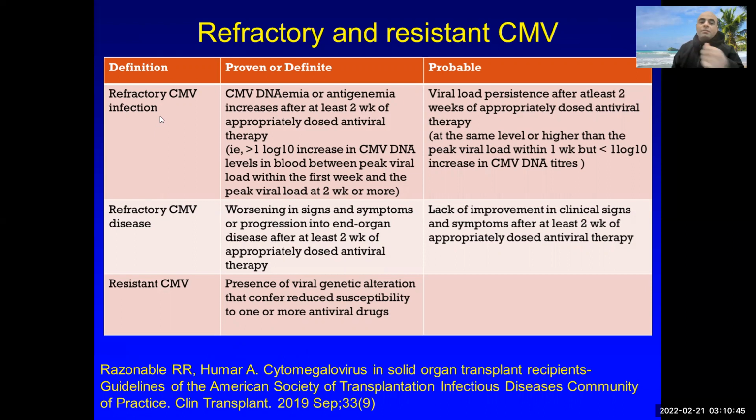Refractory CMV infection is CMV DNA viremia or antigenemia increasing after at least 2 weeks of an appropriate dose of antiviral therapy. Refractory CMV disease is worsening signs and symptoms, or progressive end-organ disease, after at least 2 weeks of an appropriate dose of antiviral therapy. Resistant CMV is the presence of a viral genetic alteration that reduces susceptibility to one or more antiviral drugs.